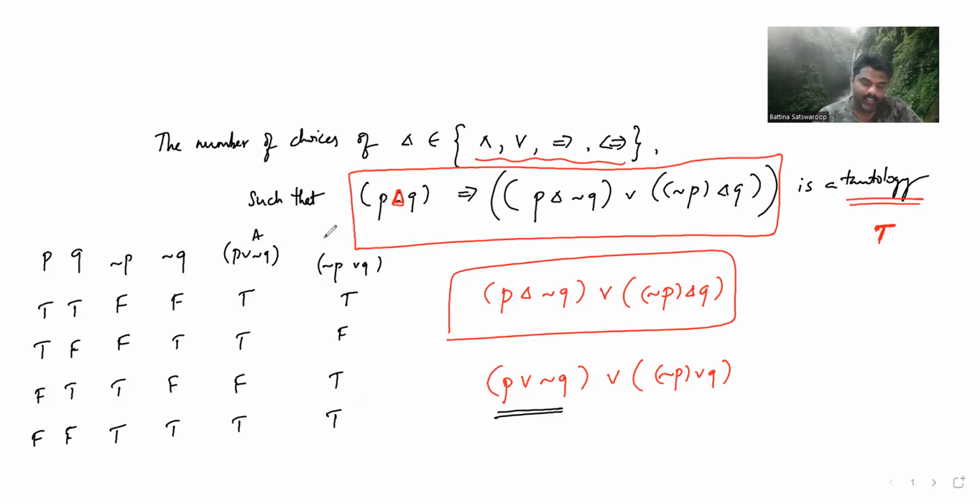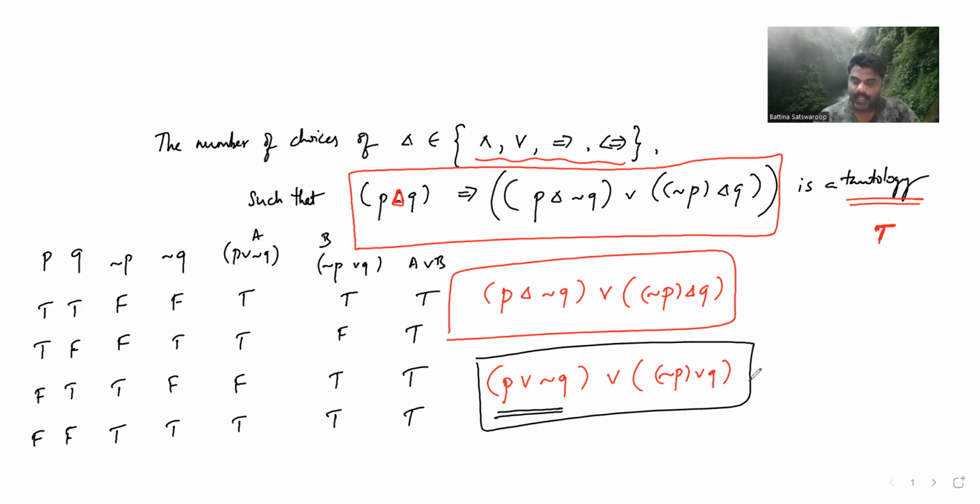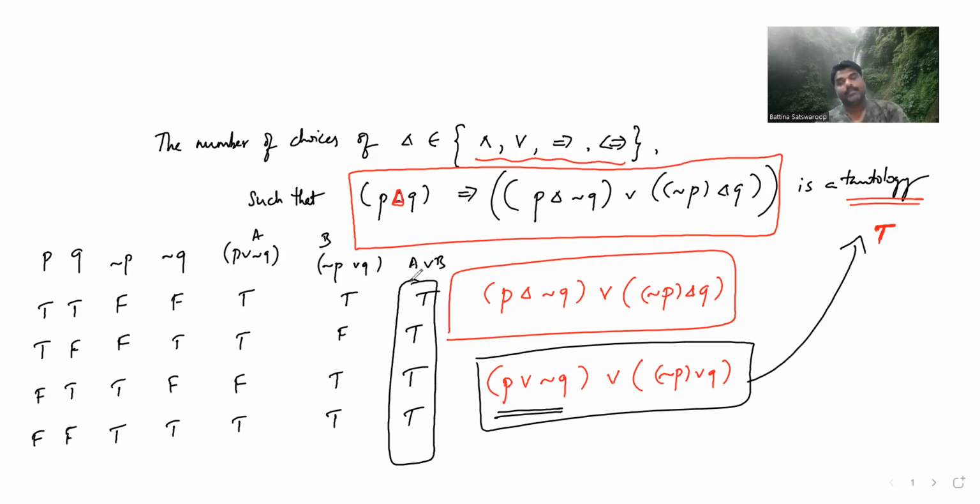Now check. Let us say this is A and this is B, and you are finding A or B. Both are true, it will be true. One is true, one is false, it will be true. One is false, one is true, it is true. Both are true, true. So I got this entire expression as a tautology, correct? I have all end results as true. Correct, sir? Yes, sir.